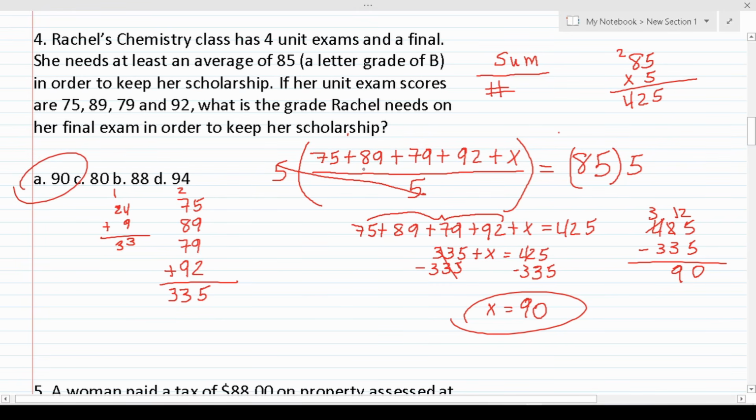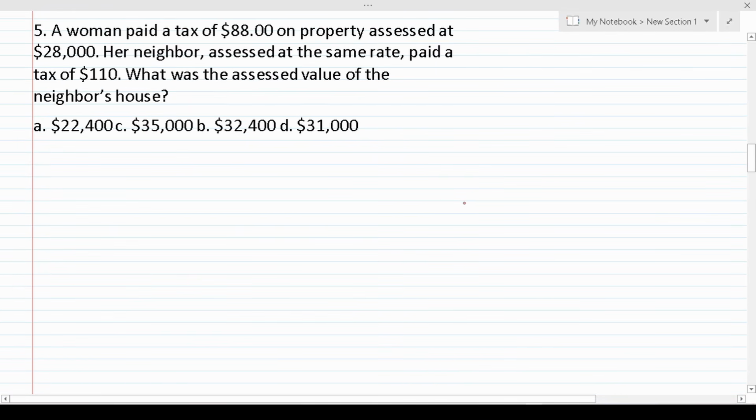Okay, very common ASVAB question. Number 5 says a woman paid a tax of $88 on property assessed at $28,000. Her neighbor, assessed at the same rate, paid a tax of $110. What was the assessed value of her neighbor's house? So this one means we're comparing tax rates, and they are proportional to one another.